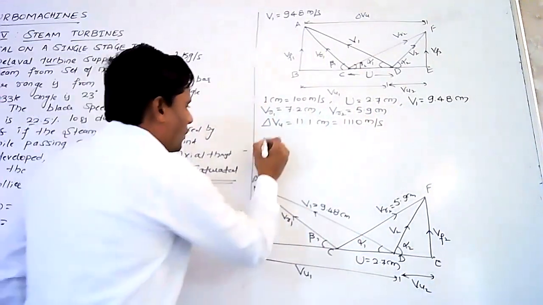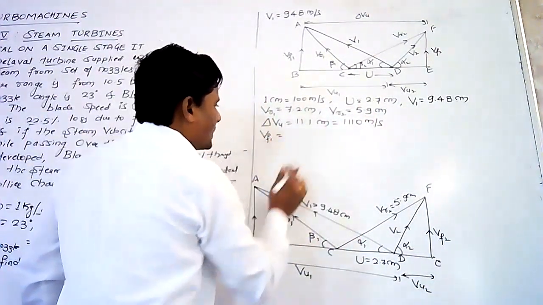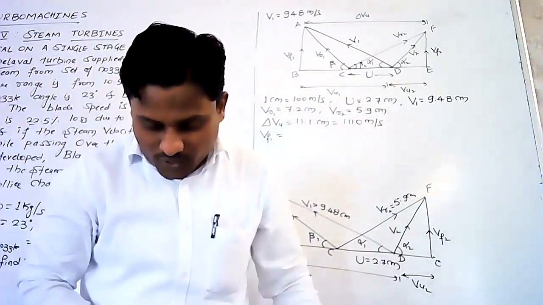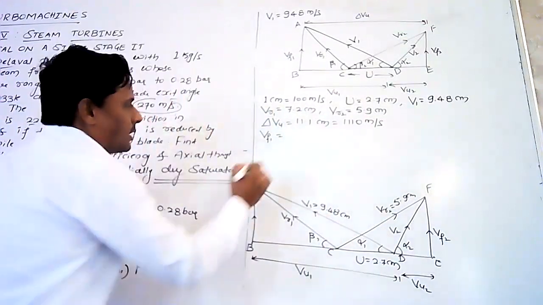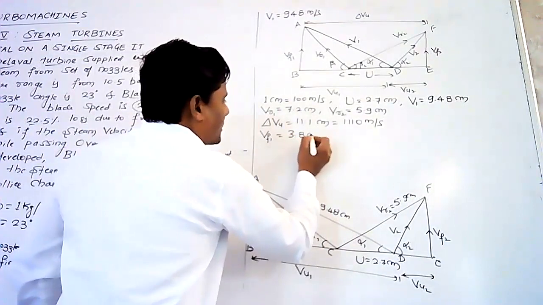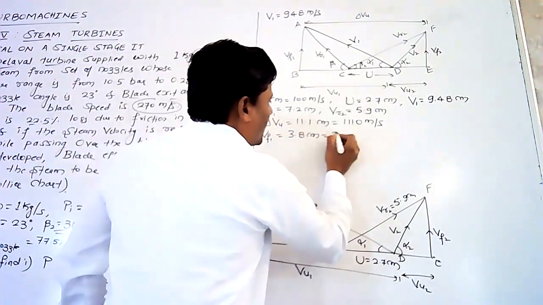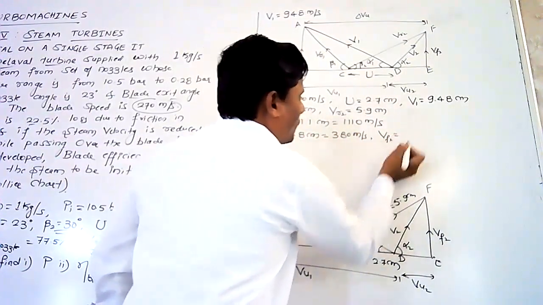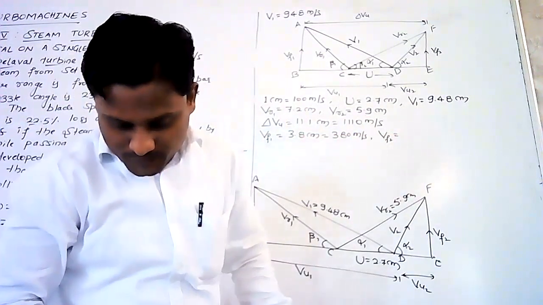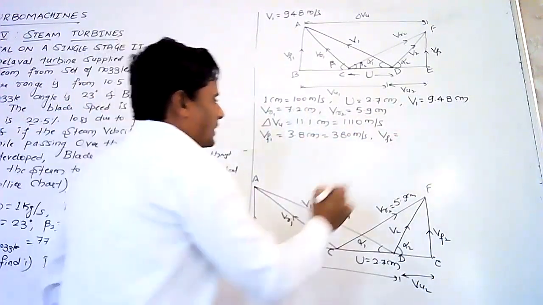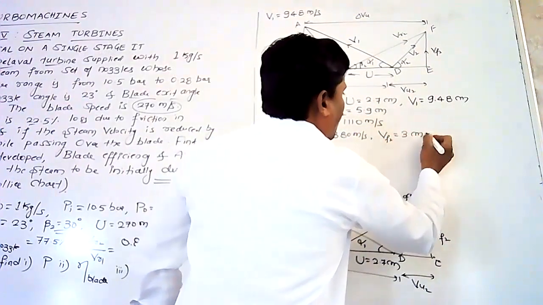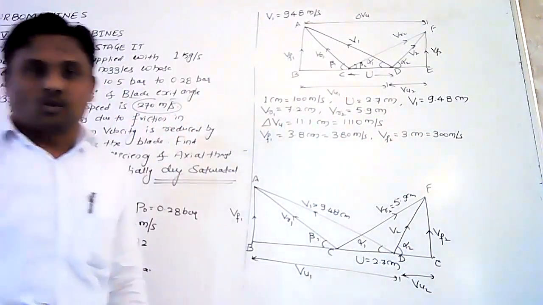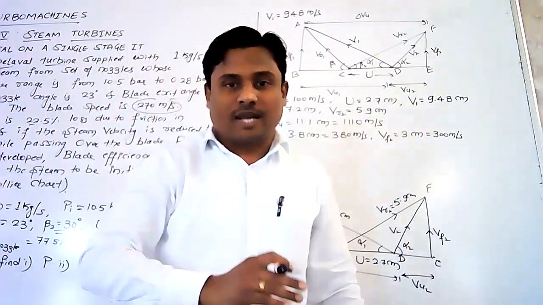Now here, how to get the value of Vf1 and Vf2? Just measure the heights of Vf1 and Vf2, as they are required to calculate the axial thrust. Vf1 equals 3.8 centimeters, or 380 meter per second. Similarly, the value of Vf2 is 3 centimeters, or 300 meter per second. So we got all the values which are required for the calculation.